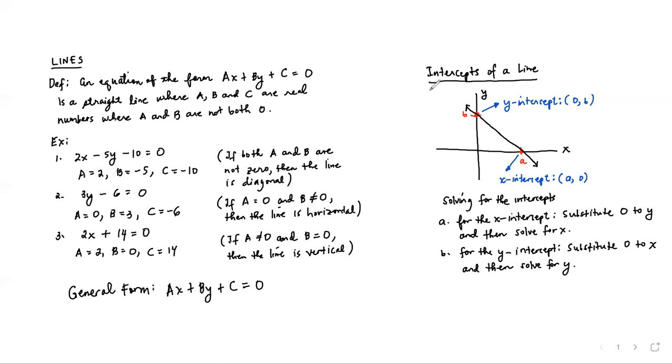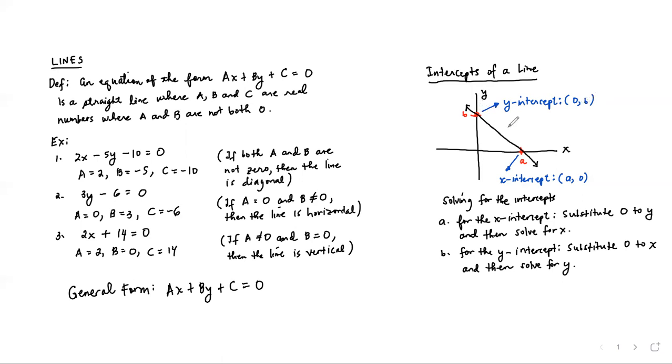Now, let's move to the intercepts of a line. What are the intercepts? If a line passes through the y-axis and the x-axis, the points of intersection are called the intercepts. So if the line hits the y-axis, the point of intersection with the y-axis is the y-intercept, and its coordinates are (0, b). So in this case, the y-intercept is equal to b.